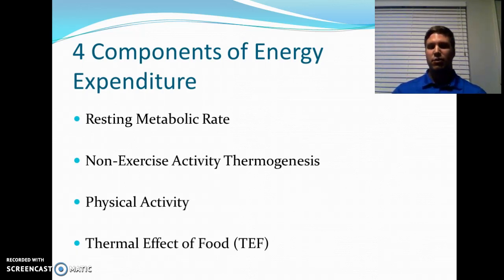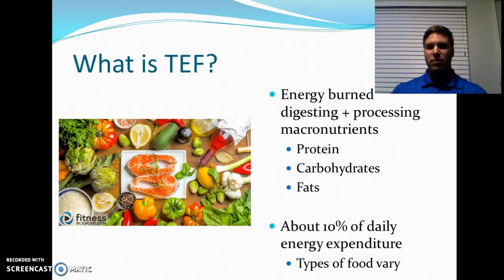And then we have the thermal effect of food. The thermal effect of food is the energy burned during digestion and processing of various macronutrients. This includes our proteins, carbohydrates, and fats. As a quick review, remember that proteins and carbs contain 4 calories per gram and fats contain 9 calories per gram. The thermal effect of food contributes to about 10% of your daily energy expenditure, but this can definitely vary depending on the types of food you eat, the timing of these nutrients ingested, and so forth.